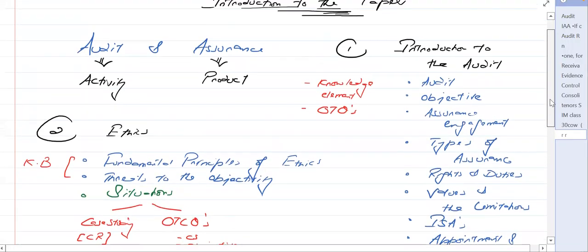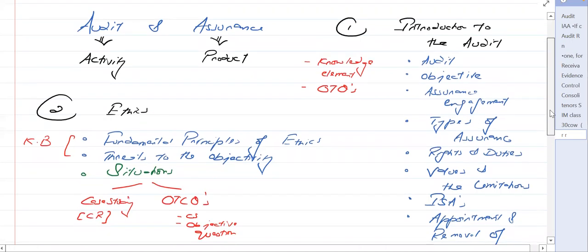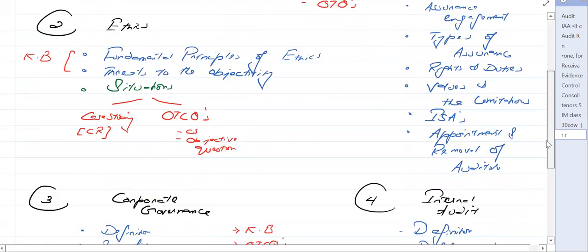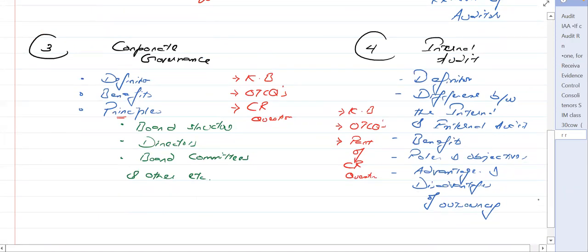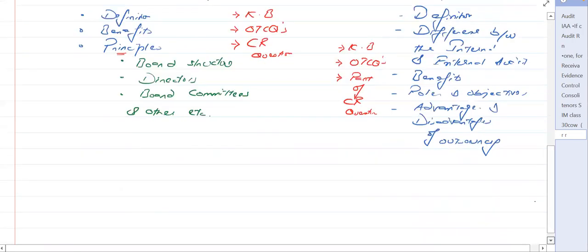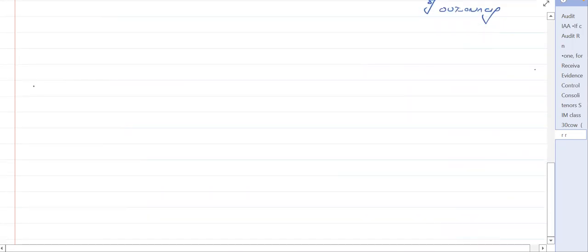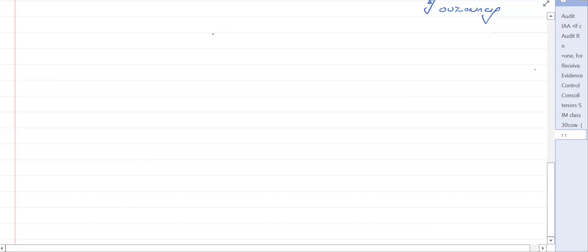All right, so we have talked about chapter number 1, which is introduction to the audit, chapter number 2, which is ethics, and chapter number 3, which was corporate governance. Again, this is my sequence that you need to follow. And then we have the internal audit department as chapter number 4. Now, the chapters onwards are according to the audit cycle. An audit cycle is the stages which we follow in performing the audit.